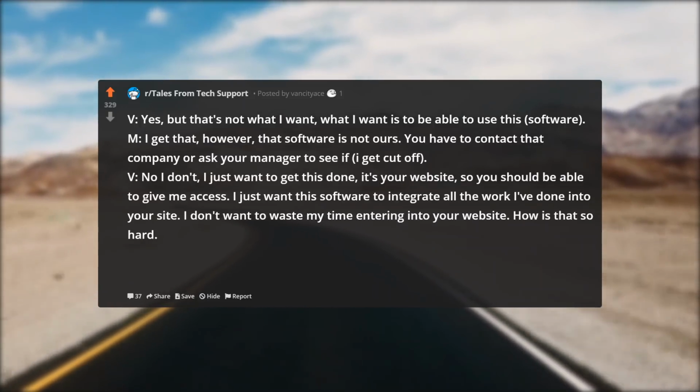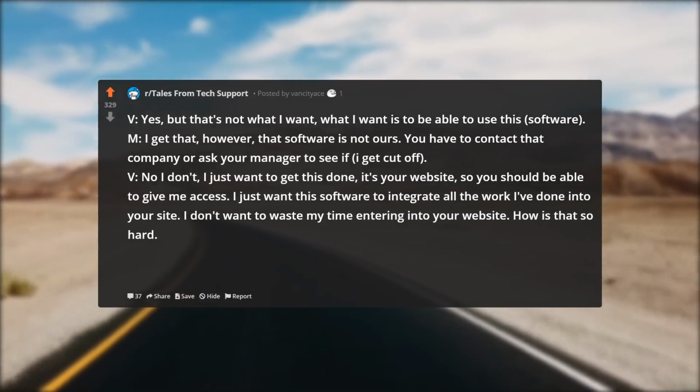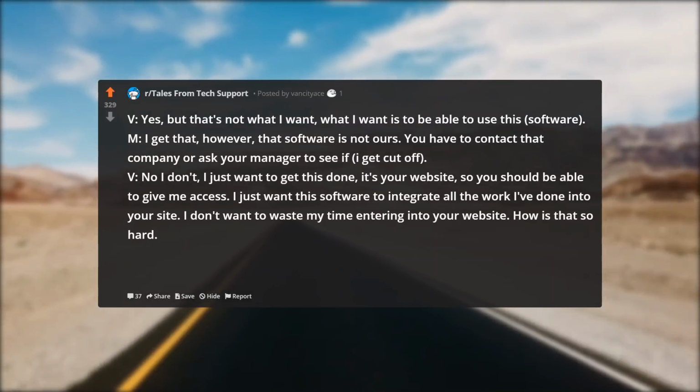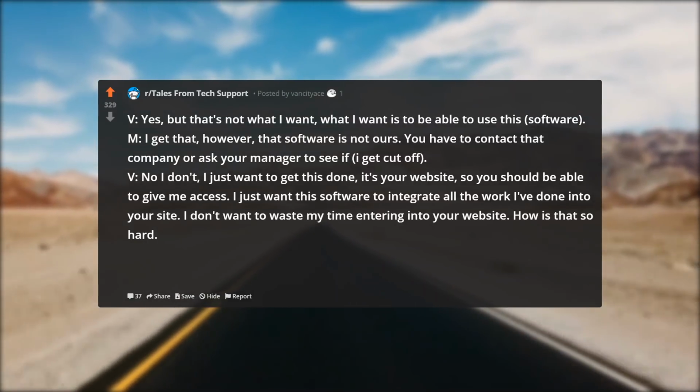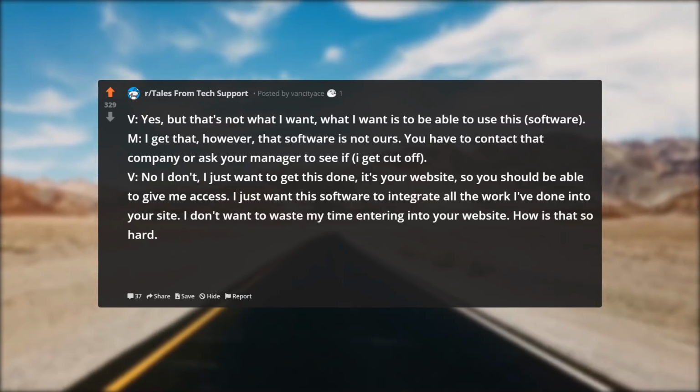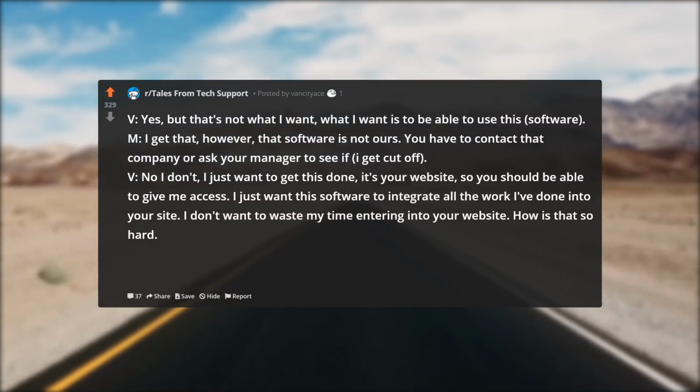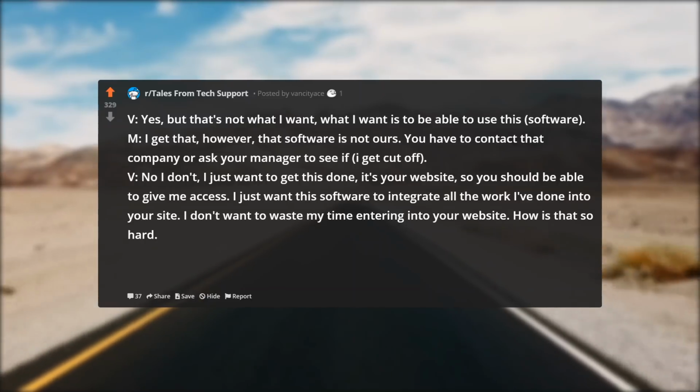V: No, I don't, I just want to get this done. It's your website, so you should be able to give me access. I just want this software to integrate all the work I've done into your site. I don't want to waste my time entering into your website. How is that so hard?